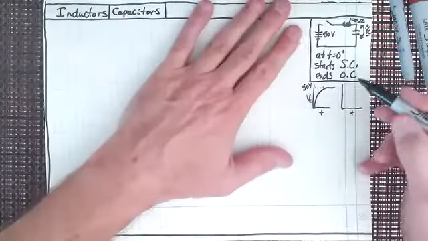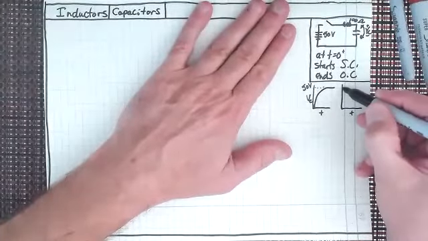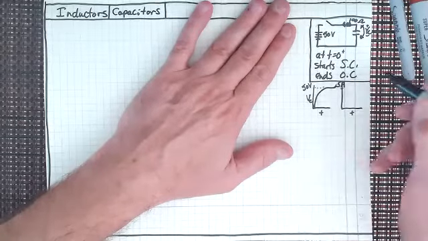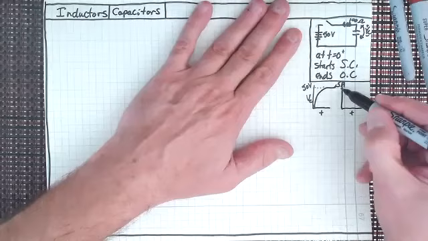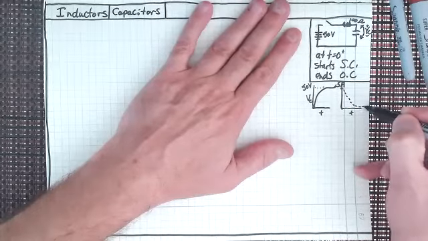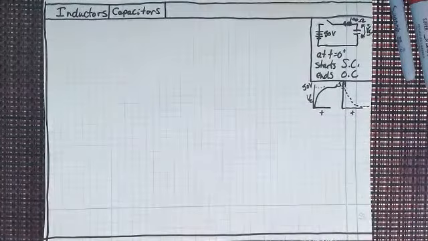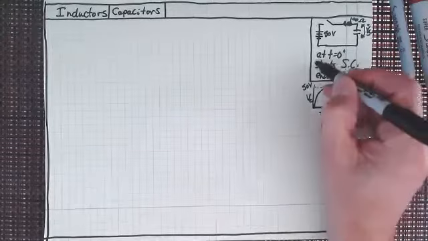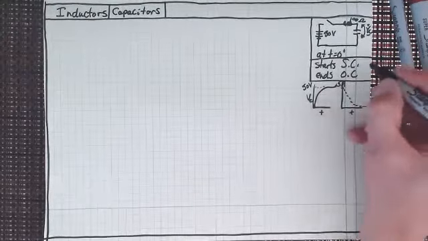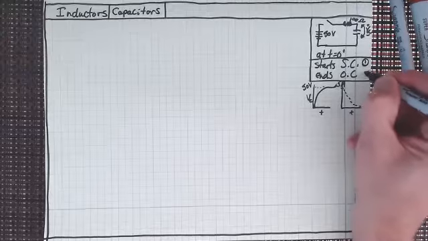So my current is going to start at 0.5 amps, right? That's what we figured out. And then it's going to go down eventually to 0, right? Because it starts as a short circuit and it ends as an open circuit.